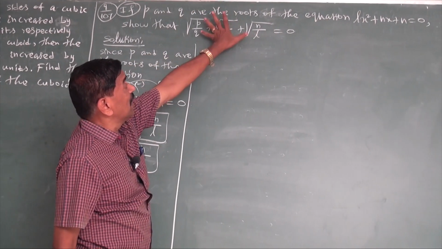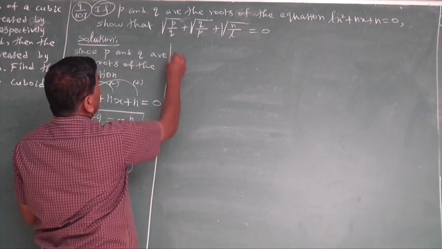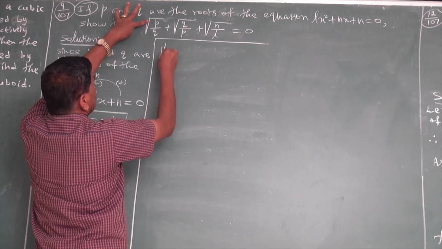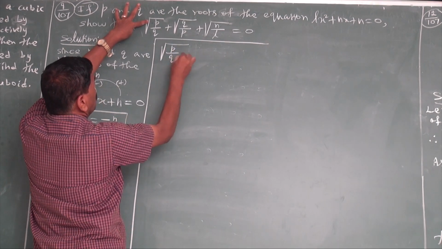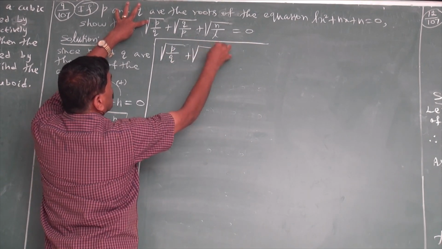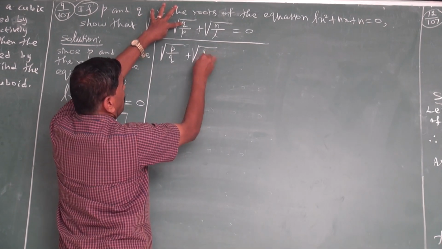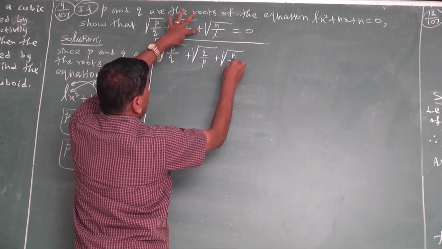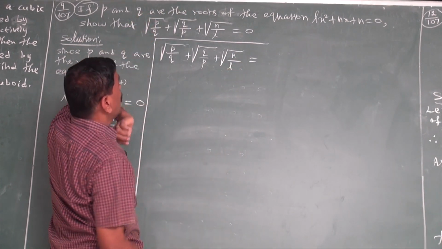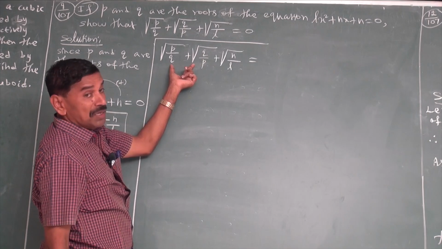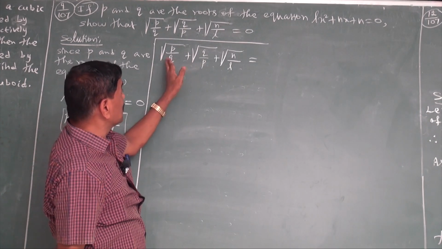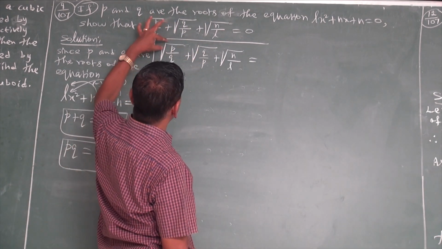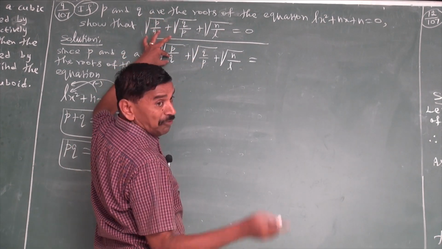To prove this answer, let us take the LHS of the answer. Now listen. Take the LHS of the question. That is square root of P by Q plus square root of Q by P plus square root of N by L, which is equal to. Here, consider the first two terms. They are like terms, that is, the first term and the second term are reciprocal to each other. Already I told you this square root belongs to both the numerator and the denominator. We want to split it.